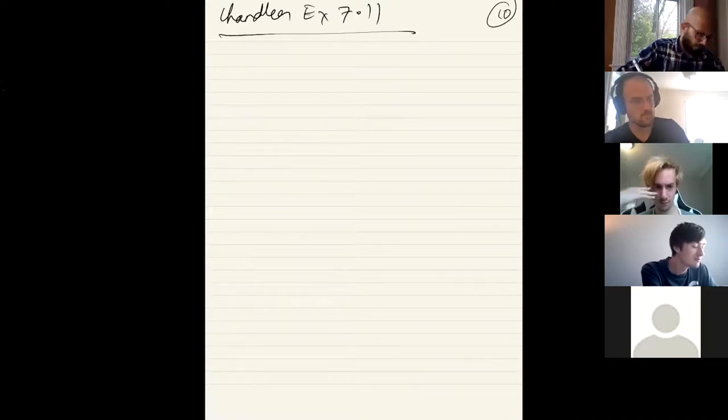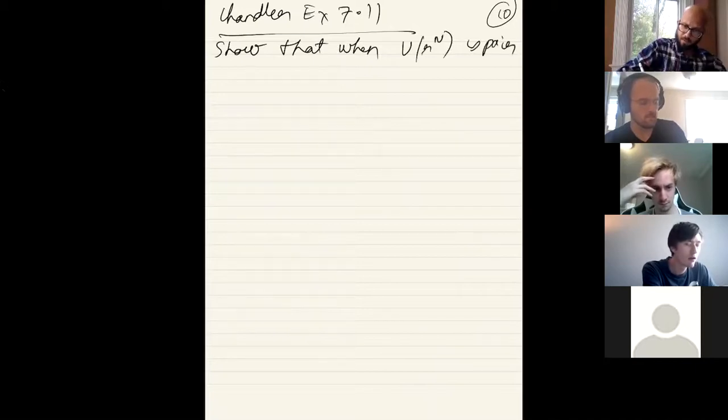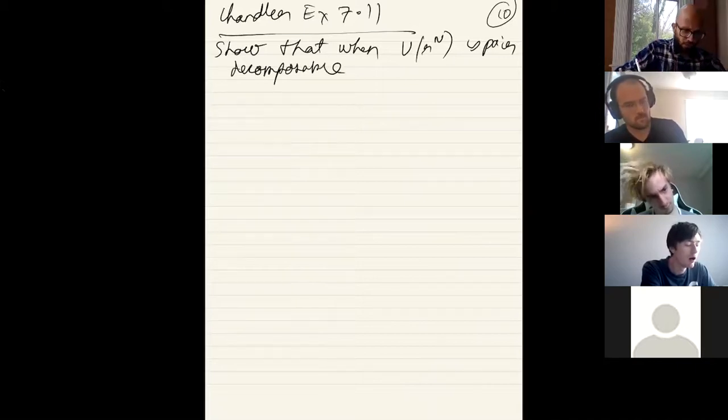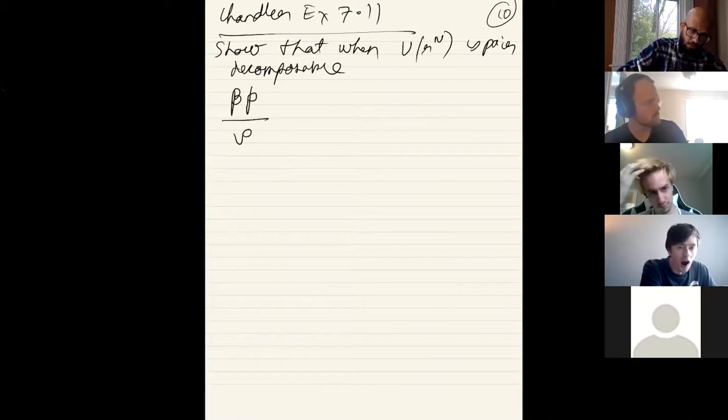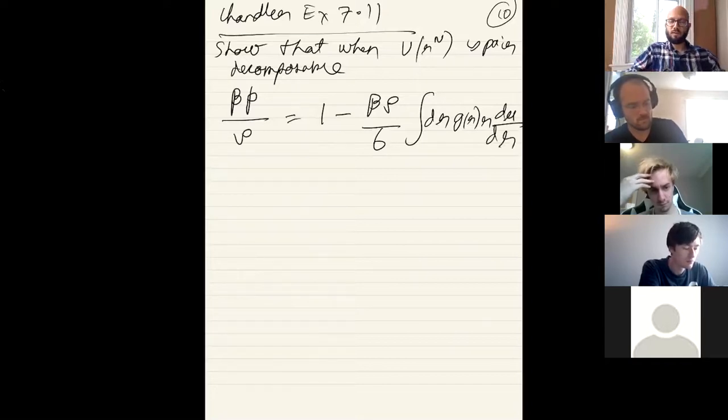And I will write down the result that we are going to prove, or the problem. It is that show that when U of R^n is pair decomposable, which is what we are working with, then the pressure is given by beta times pressure by rho is equal to 1 minus, again, beta times density by 6, integral dr of r g of r du by dr. This is the relation we are going to derive.